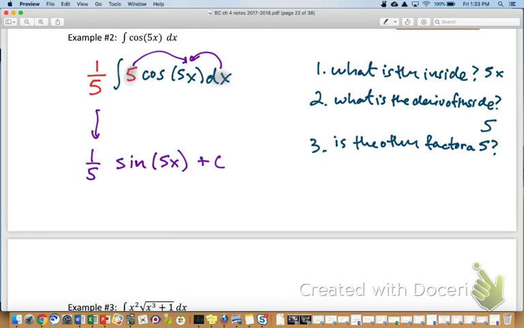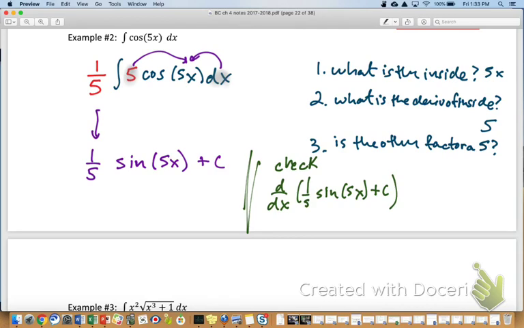And I would like to check to see if my answer truly makes sense. What could I do? Take the derivative. Yes, just differentiate. So you could come over and check my answer. So to check my answer, I'd go d/dx of 1/5 sine of 5x plus c.